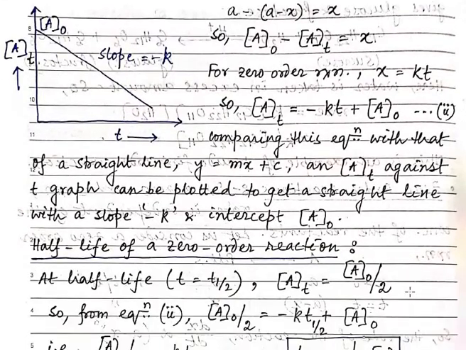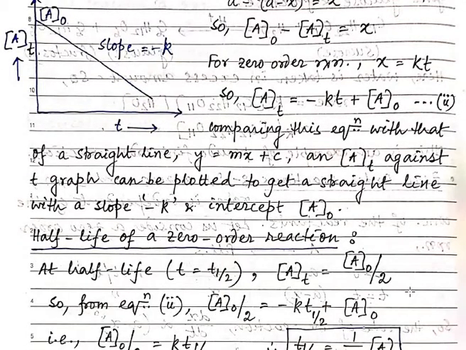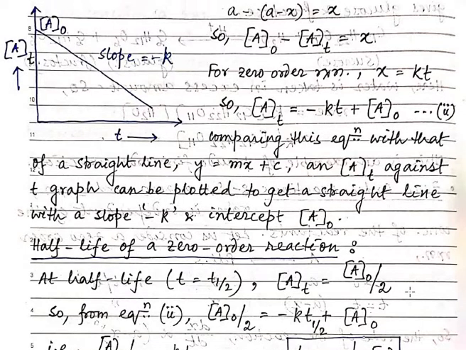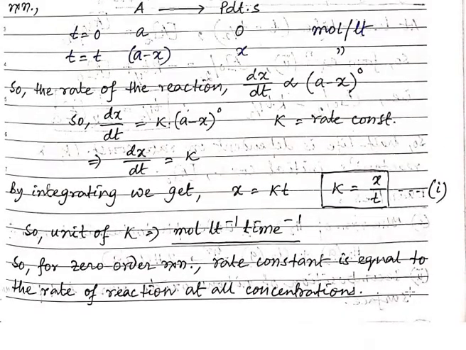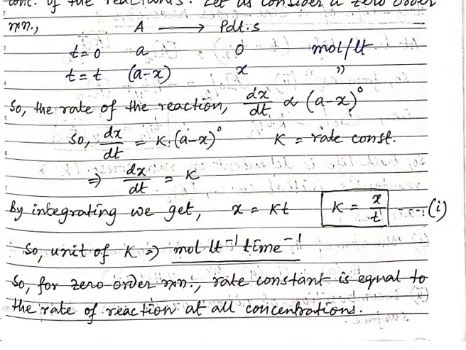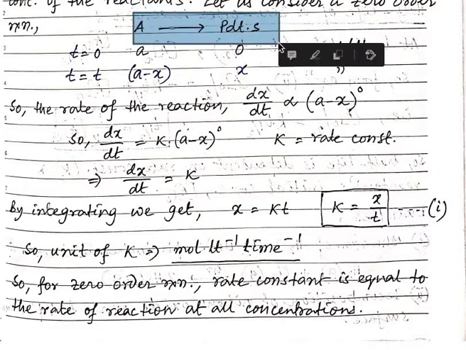Next, what is the value of the half-life of the zero order reaction? First of all, we have to know what half-life means. Half-life means, suppose this is my reaction, A forms the product. At t equal to 0, we have A0 here and 0 here. Now we will write t equal to t half.